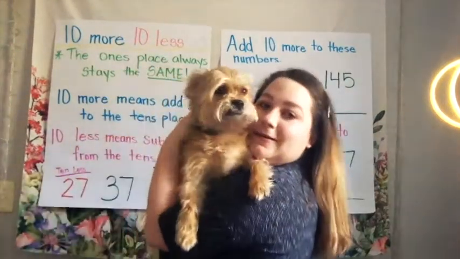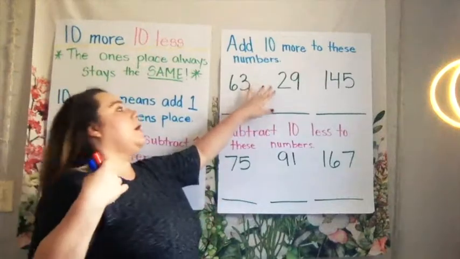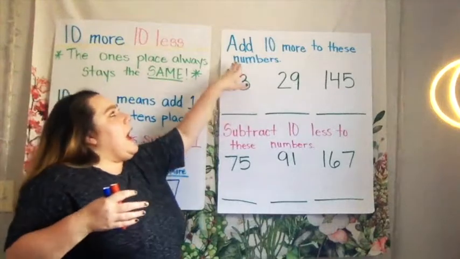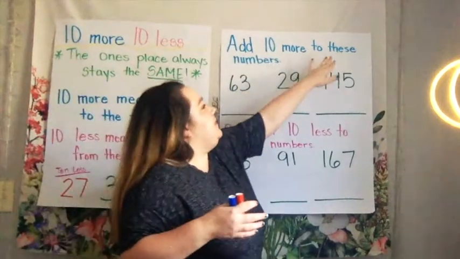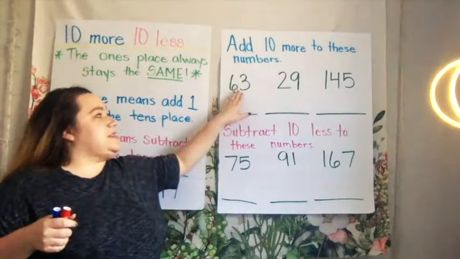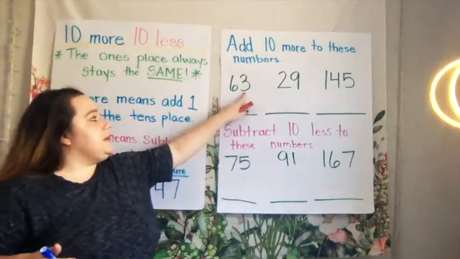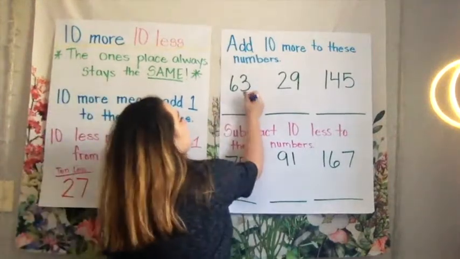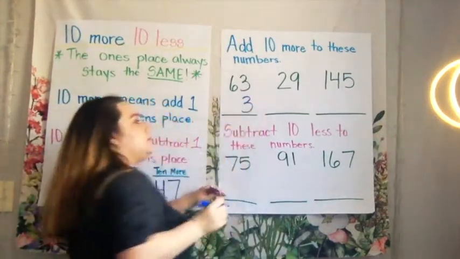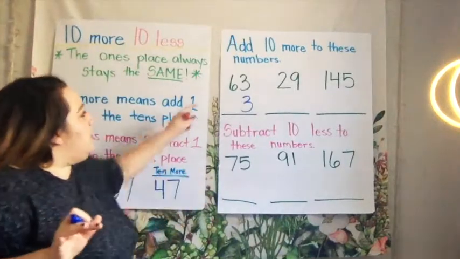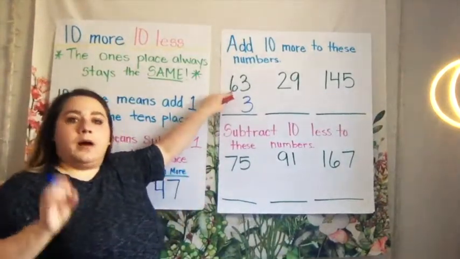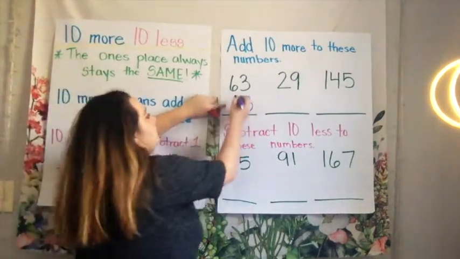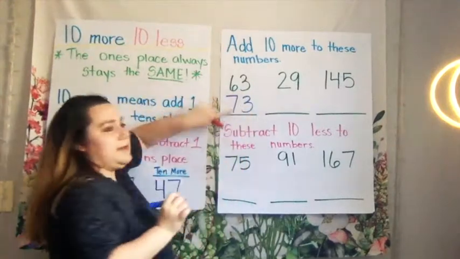Take a look at our examples, some of our practice. So I'm going to add 10 more to these numbers. I'm looking at the number 63. I know that the 3 is going to stay the same because it's in the ones place. I could just bring that 3 down right away. But this 6, I have to add 1 more. What's 6 plus 1? 7. 10 more than 63 is 73.